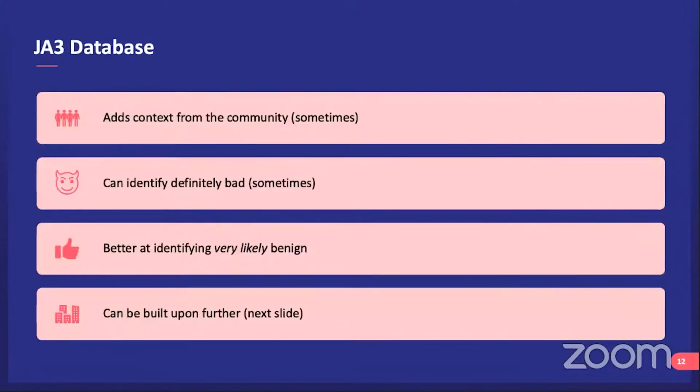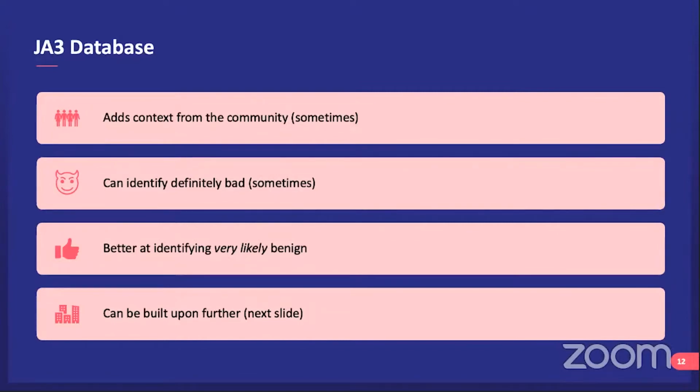So first we'll talk about the JA3 database, a very small database, easy to implement. Please don't query the JA3 database directly. The one who set it up made it possible for you to download the whole thing, which is what we've done. So you don't have to constantly hit the website requesting and bringing it down. But if you implement this database as we have, it adds additional context in the community.